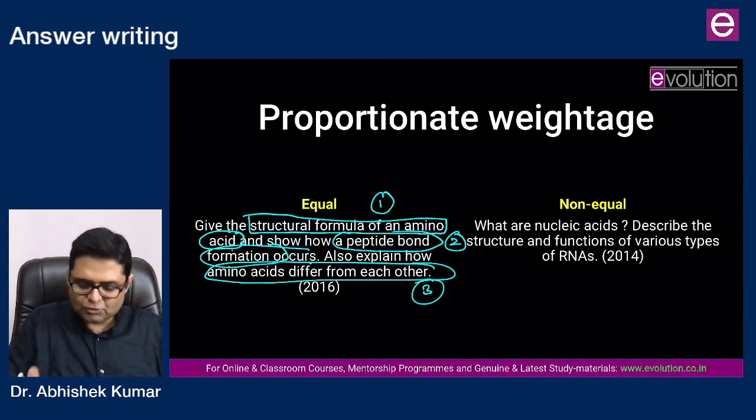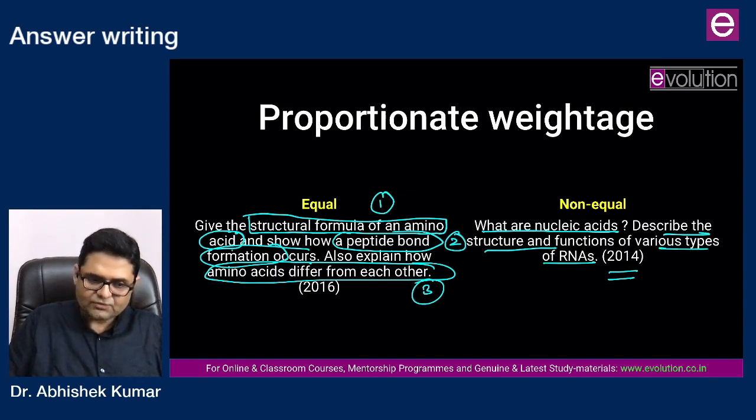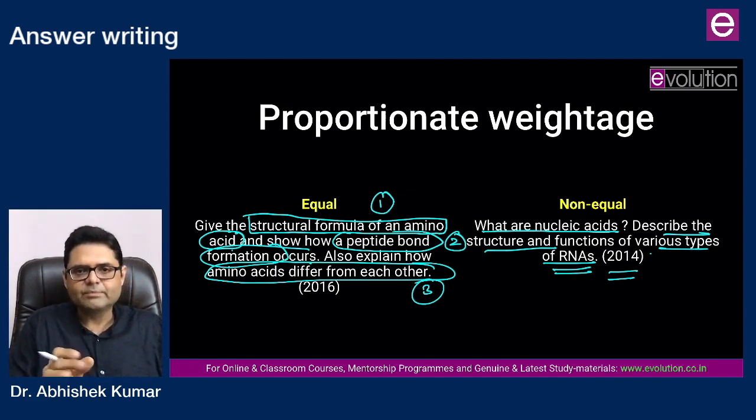But will the same apply to this question? This is a 2014 question. What are nucleic acids? Describe the structure and functions of various types of RNA. Now it is obvious that what are nucleic acids can be concluded in 3 to 4 sentences. And if you include DNA, RNA, 5 sentences. But where is the rest of the answer going to be? The rest of the answer is going to be on the structure and function of various types of RNA. So this is a classic case of non-equal weightage, that the first part gets less weightage, second part gets more weightage.